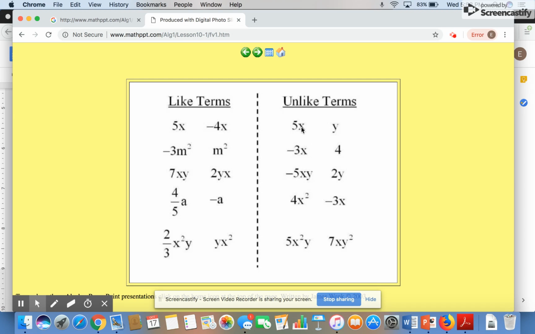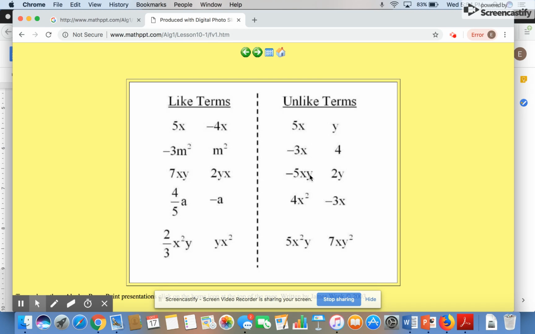These are unlike because this is an x and this is a y. The variables are different. This one's the same because they're both m squareds. This one's different because you have an x, but you don't have any variables here. And here, even though the variables are in different orders, they have the same variables, so these are still like terms because they both have an x and a y.